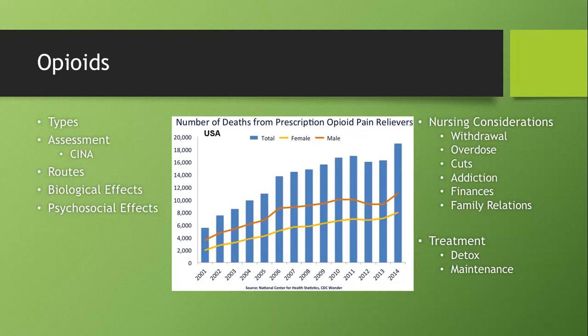Biological effects of it is it can cause CNS depression, increased need for sleep and stupor, flushing of the skin, dry mouth, nausea and vomiting, itching, a heavy feeling in the limbs, and a slowed heart rate. It can also slow the breathing rate, so it can lead to respiratory depression. Psychologically, it can cause mental clouding, reduce pain, and it does activate our reward center. Generally, it doesn't cause addiction when prescribed, only when it's used improperly.